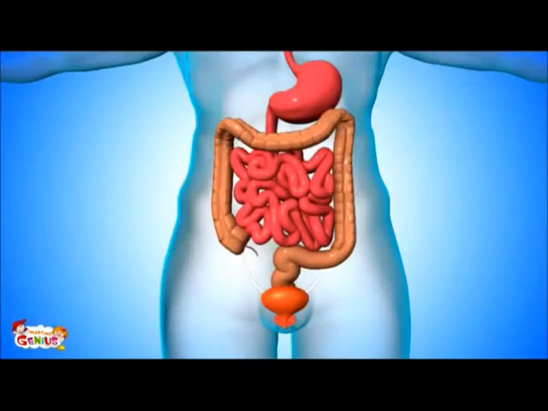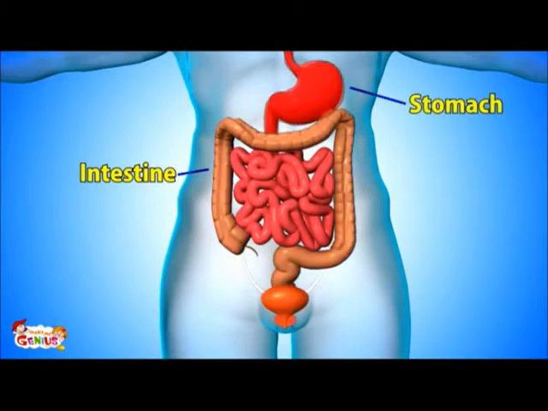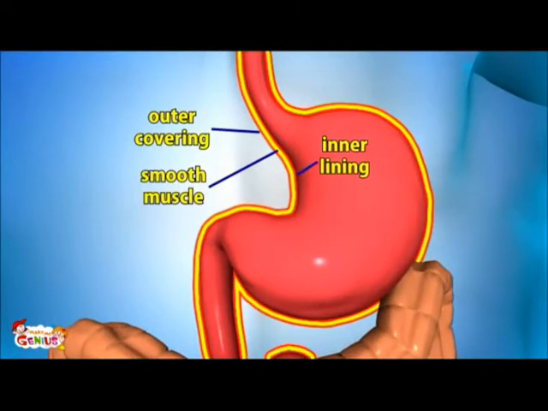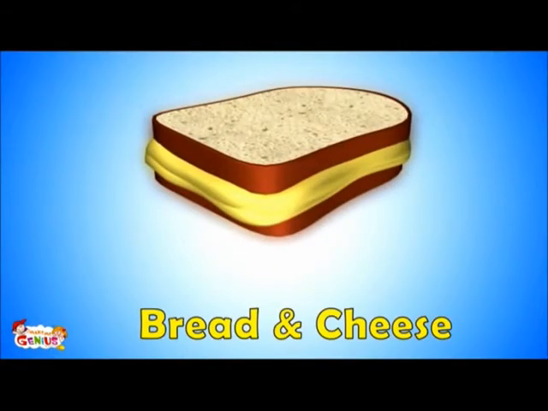Smooth muscles are found in our intestines, stomach, bladder, and other organs. They are found in between the outer covering and the inner lining. So they are sandwiched between 2 walls of these organs. Look at this sandwich. Imagine one bread slice to be the outer covering of your stomach, and the other slice as the inner lining of your stomach. The cheese inside represents the smooth muscles.